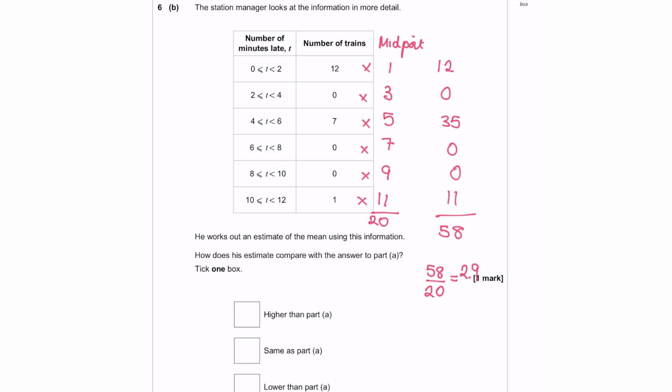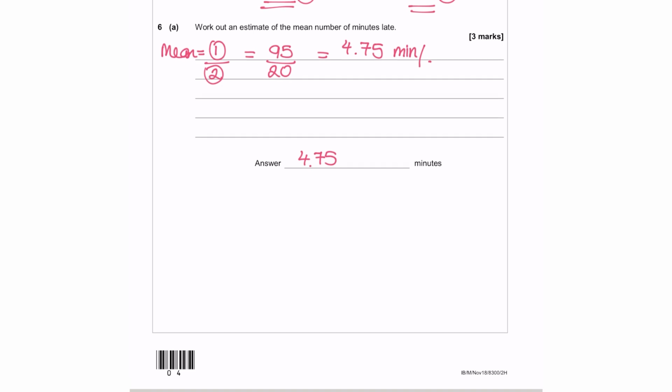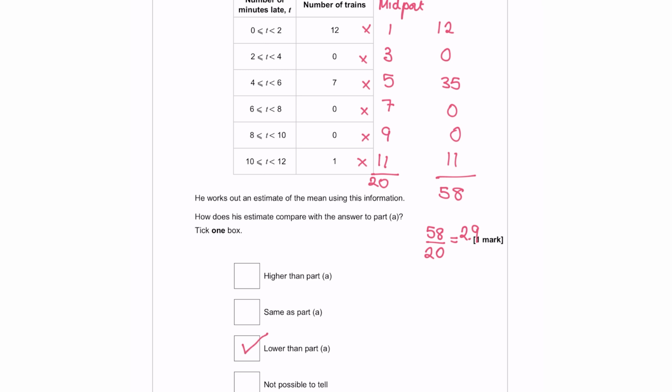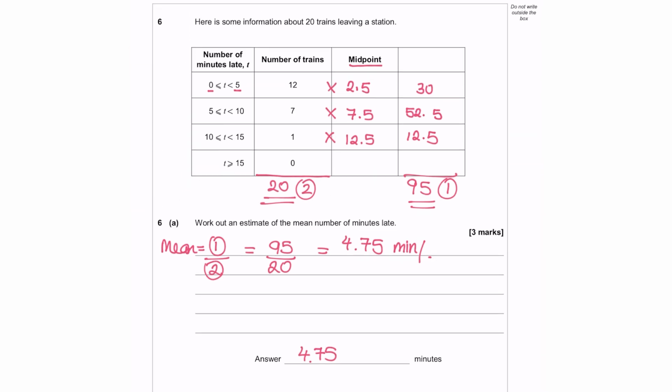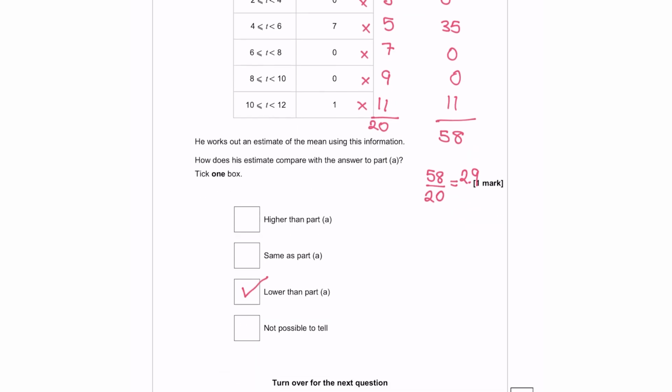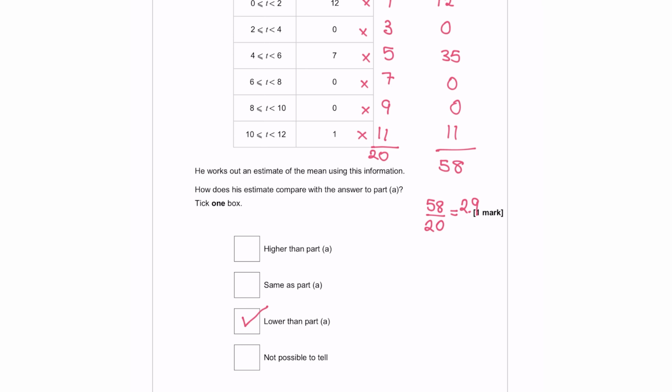Now, if you remember, from the previous question, we got 4.75. So 2.9 is lower than part A. So it's only one mark. You could also have a look at it and probably guess that would be the case, because we got 4.75 and most of our numbers were between 0 and 5. Here we can see a lot of the numbers are between 0 and 2, so we would expect it to be lower. However, like I said, we can check it using the exact numbers.